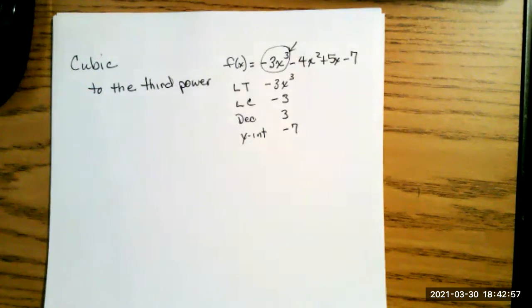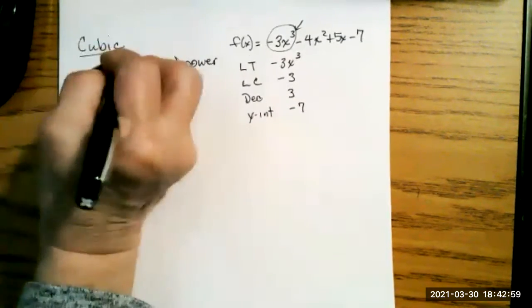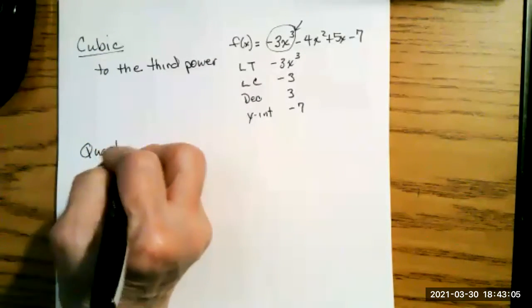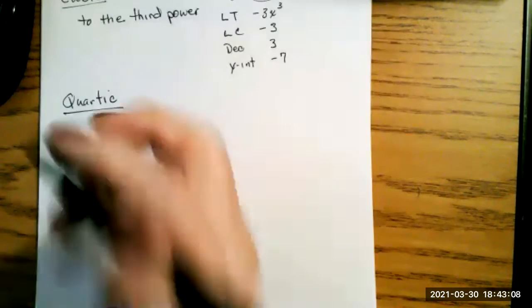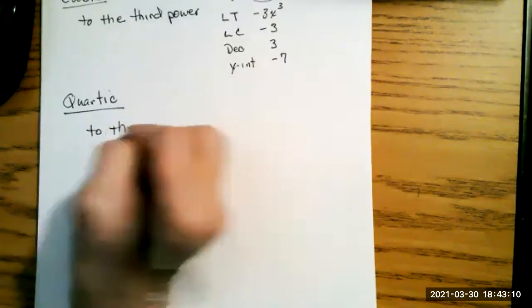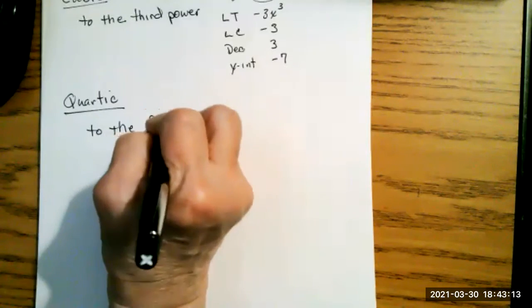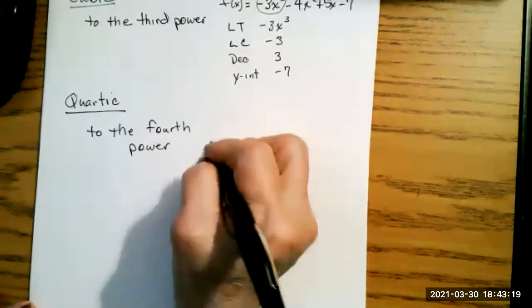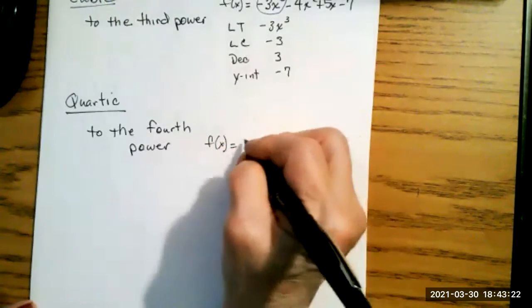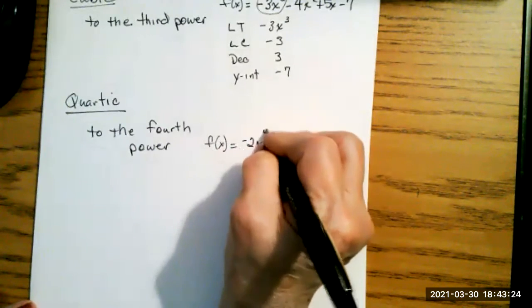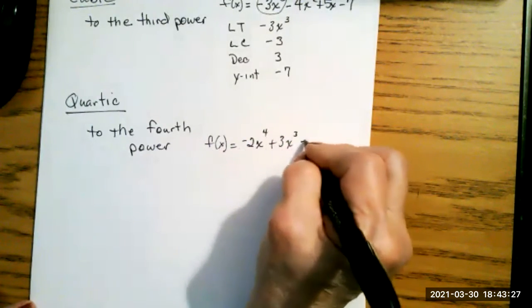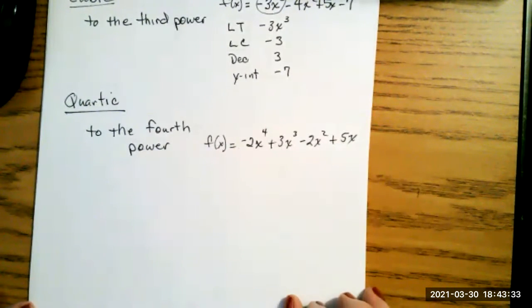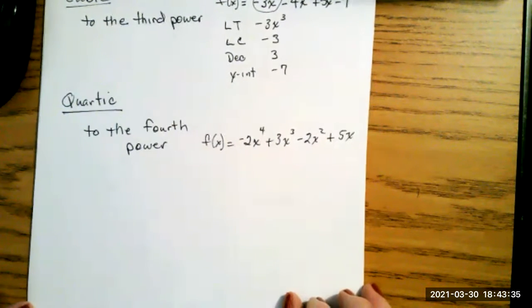Okay. All right, there's one more that we haven't done before, and this is called quartic. Quartic. It's to the, what do you think? Fourth. It's to the 4th power. And it would be something like f of x equals negative 2x to the 4th plus 3x to the 3rd minus 2x squared plus 5x. Something like that. It's to the 4th power.